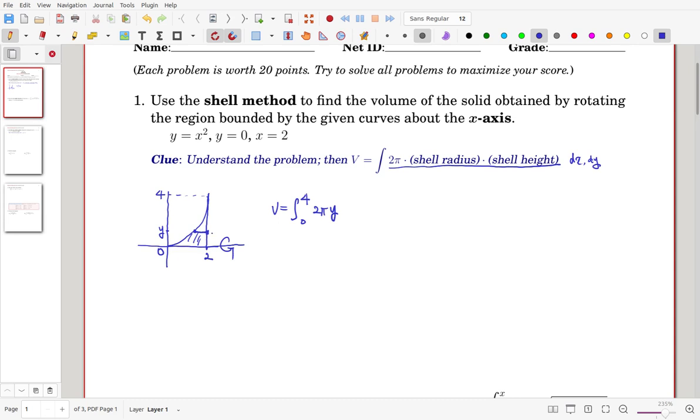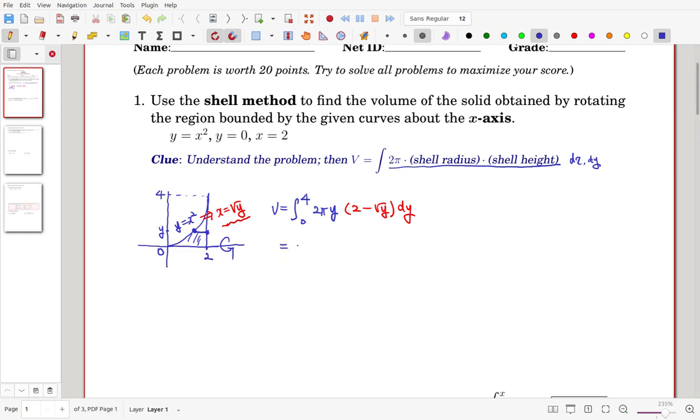Now in the x direction, this value is 2, and this one is from the curve y equals x squared. So from this one, the x value is the square root of y. We have to express the x value in terms of y, so that the height has upper bound 2 and lower bound square root of y, right? And then the y-directional integration.